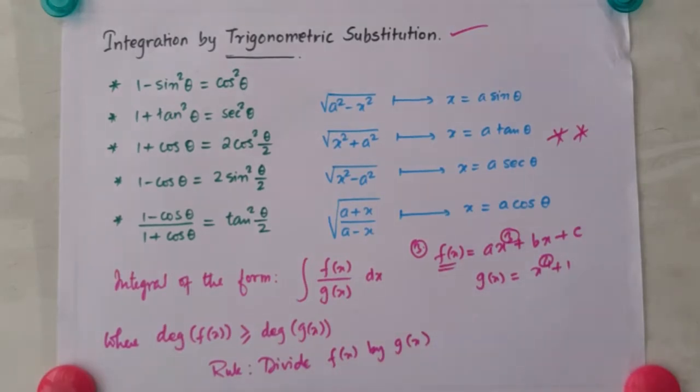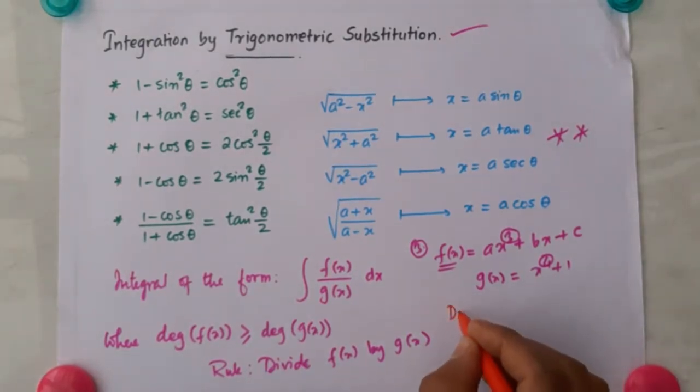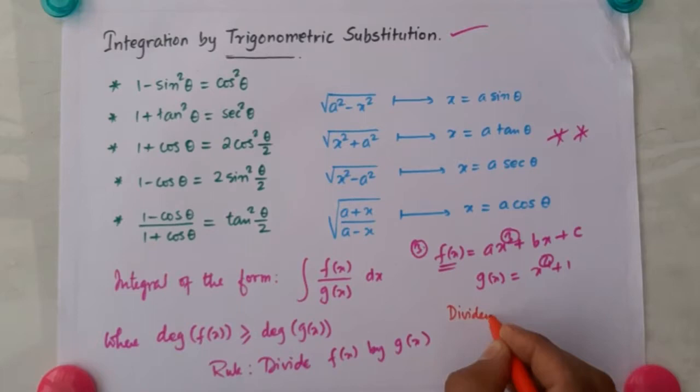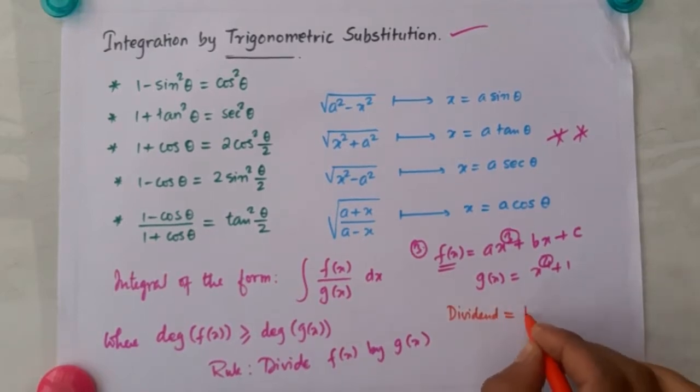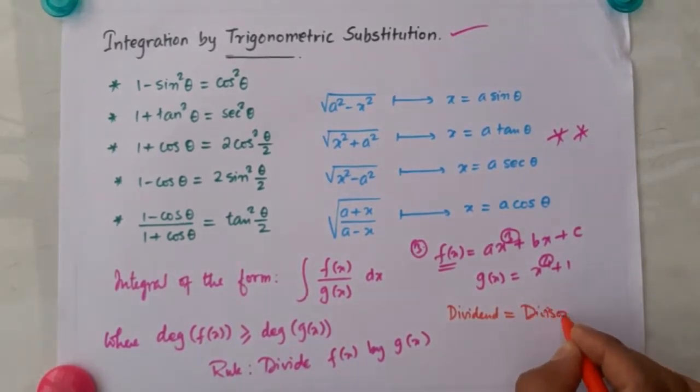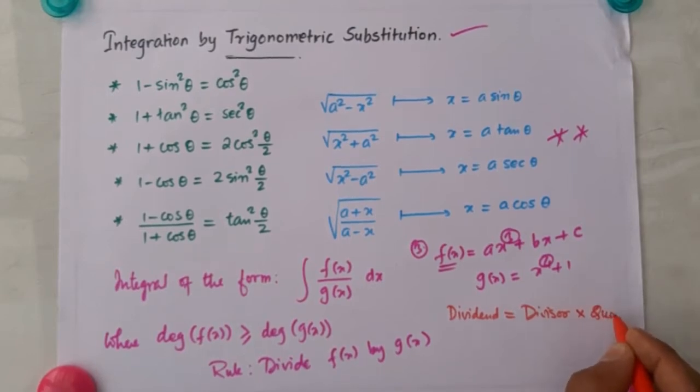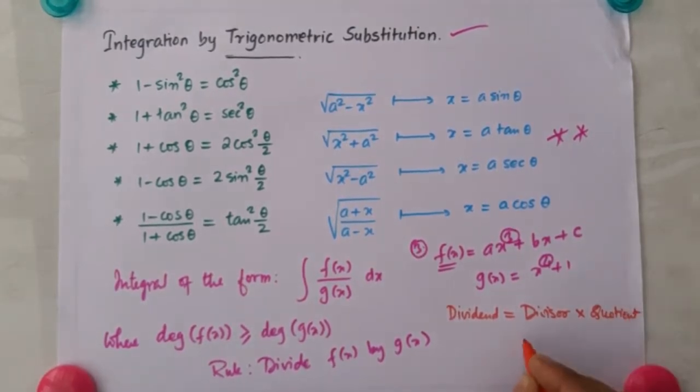And you have to make use of the formula. A very important formula, let me write it here for you. The formula is: dividend equals divisor into quotient plus remainder. So after dividing, you have to apply this formula. This is a very, very important formula for you. So you may pause the video and note down the rule here.